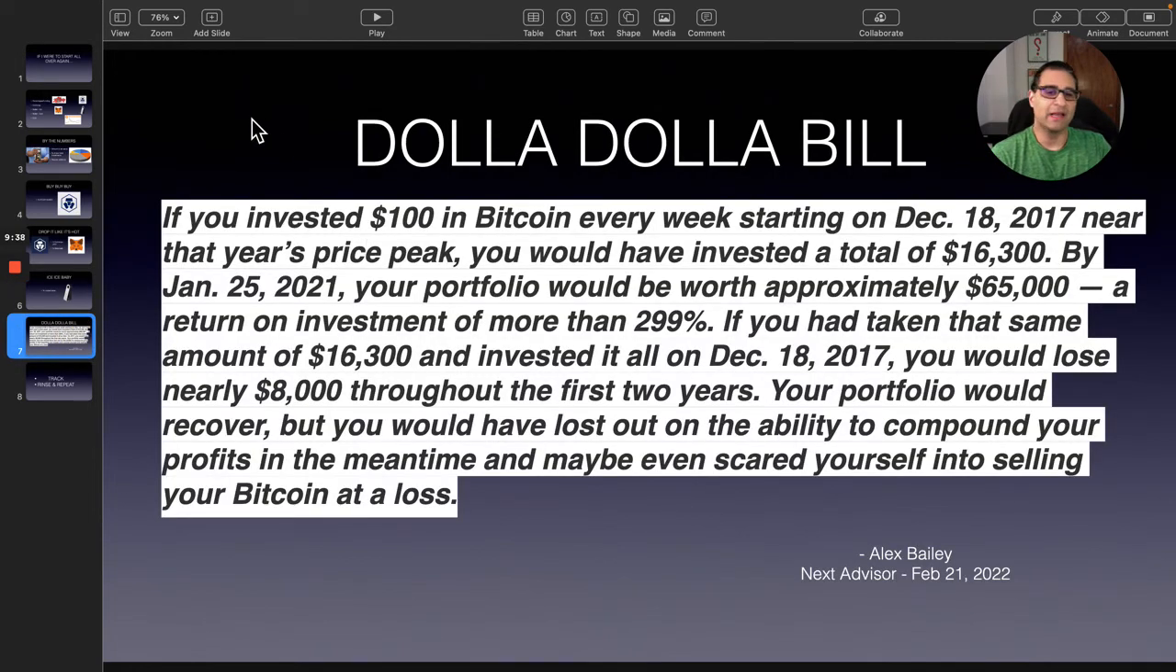So the next one, it's not really a song. It's part of a song with Dollar Dollar Bill. I'm not going to get into all that, but I wanted to get into dollar cost averaging. Okay, so what does that mean?